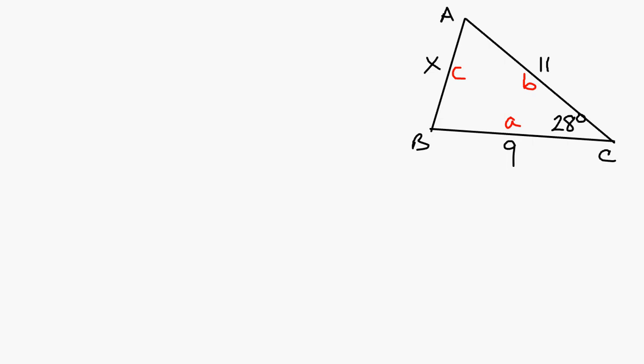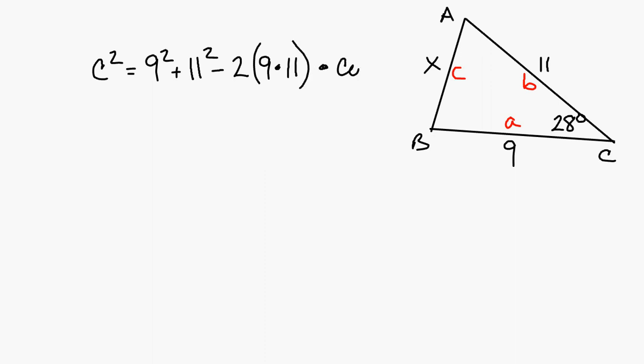Okay? So look, here's the formula. c squared is equal to a squared plus b squared minus 2 times a times b times cosine of C, which is 28.